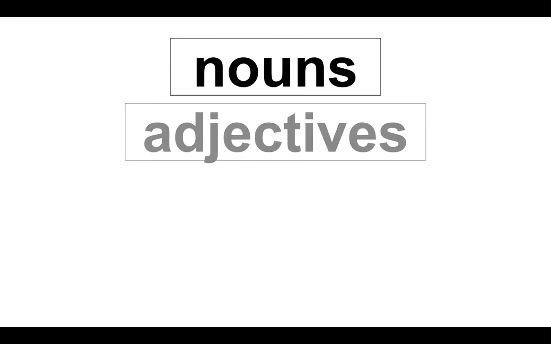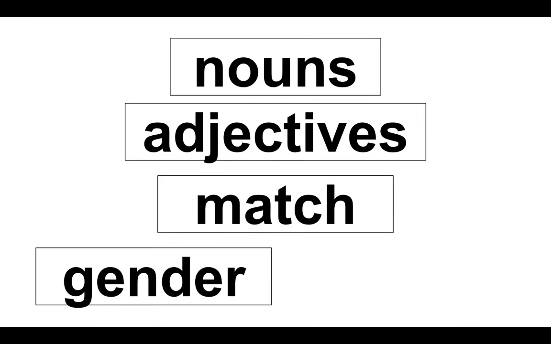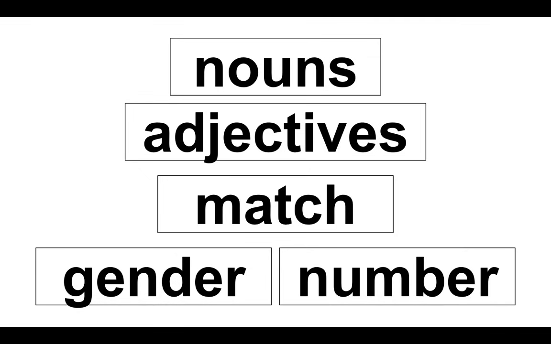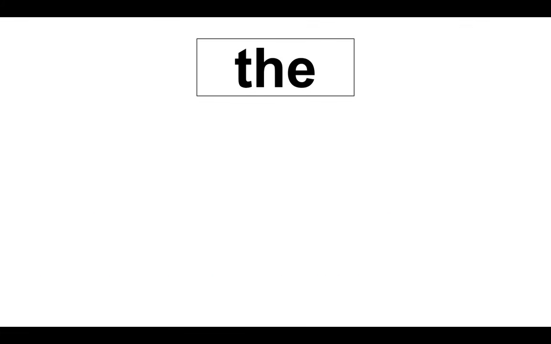Nouns and adjectives must match or agree grammatically in gender and number when used together in a sentence. This is called agreement. The word "the" often accompanies a noun in Spanish. It also serves as an opportunity for you to know the gender and number of the noun so that you can choose the appropriate adjective form.